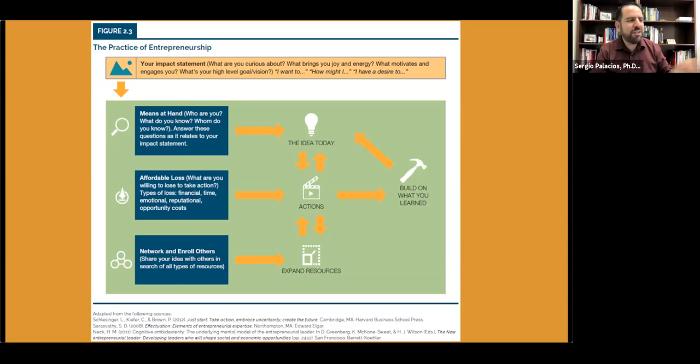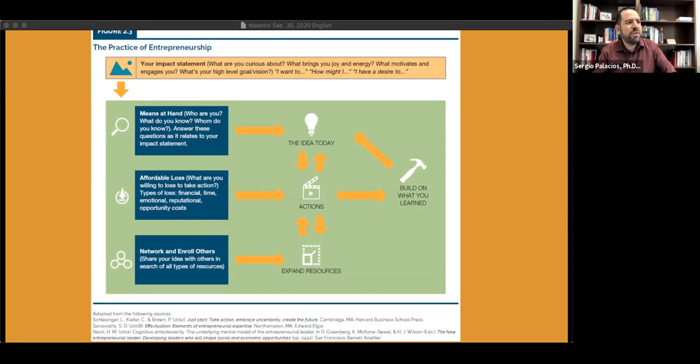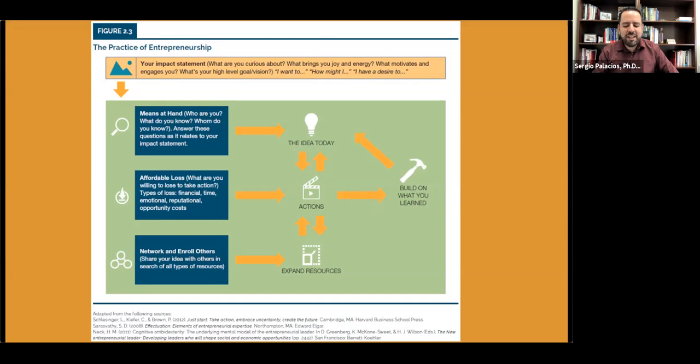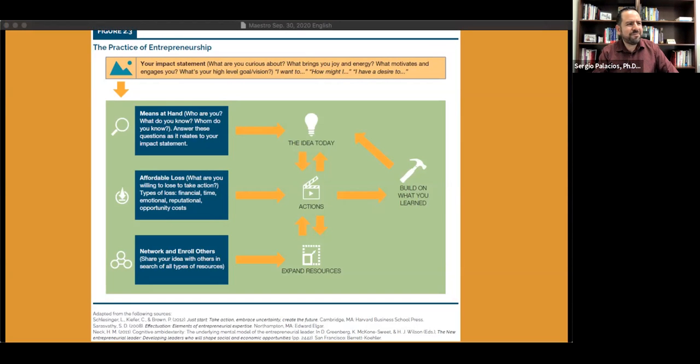But let me go back to the slide. So if you are Tesla and your impact statement is to bring sustainability to the world, does that mean that you are going to make cars? Maybe that's the idea today, is cars, right? But let's think about a smaller scale. So let's say you are interested in helping, what are you curious about? What brings joy and energy to you? What motivates you and engages you? What's your high level goal vision?